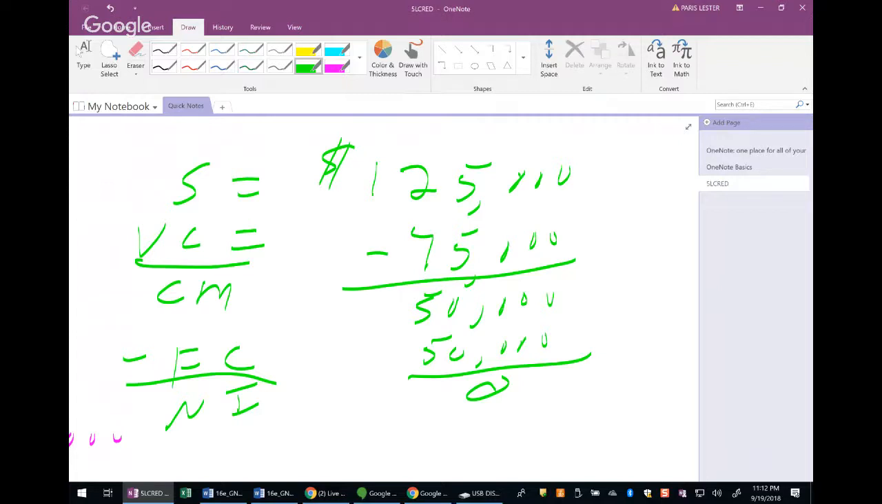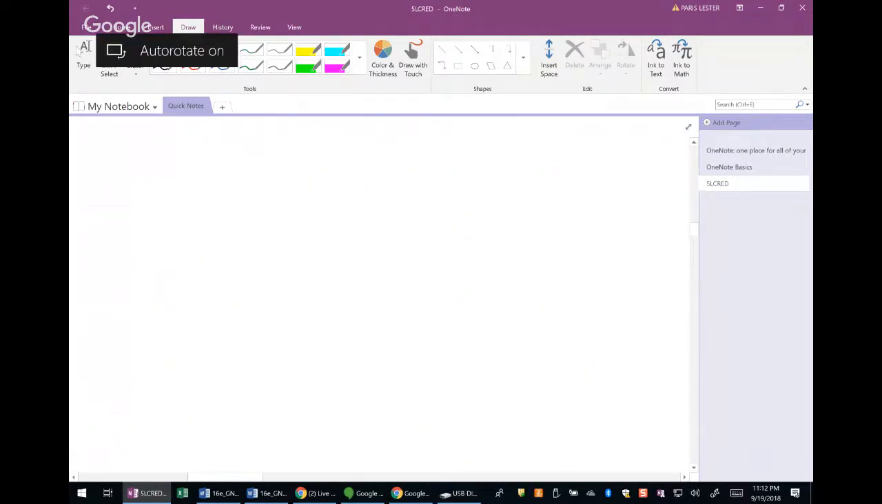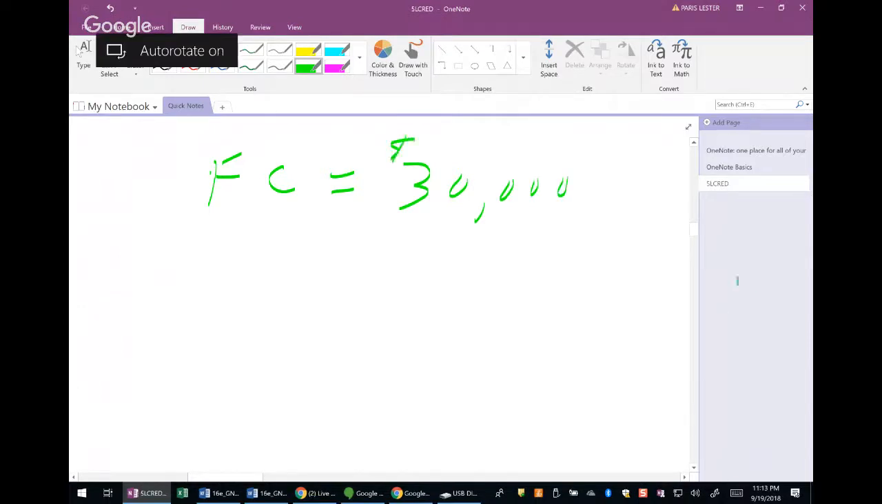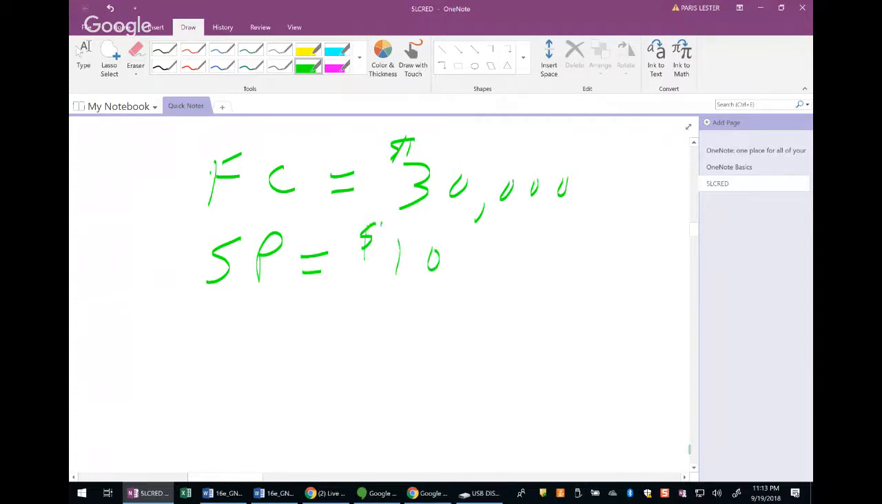So let's practice another one. Fixed cost, I'm going to make this one simple. Fixed cost is 30,000 a month or a year, whatever. I'm just going to give you this one. Selling price is $10. And your cost of merchandise is, let's say, $7. Now, use that formula I gave you and find me break even in units.